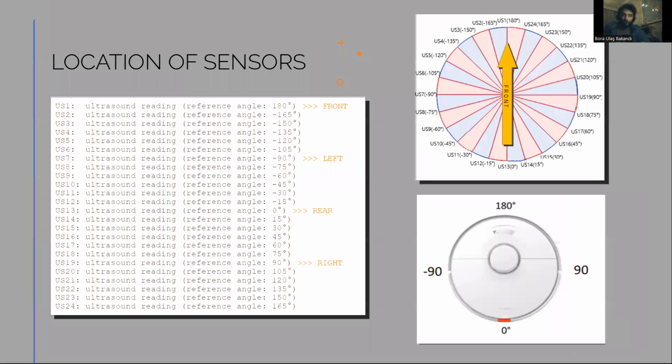These are the locations of our sensors. As you can see, there are 24 sensors in a circular pattern around the robot, so 15 degrees of separation between each sensor. For reference, 180 degrees is the front, negative 90 degrees is the left, 0 degrees is the rear, and 90 is the right. This is the reference that we used to refer to the sensors and their direction in our analysis.